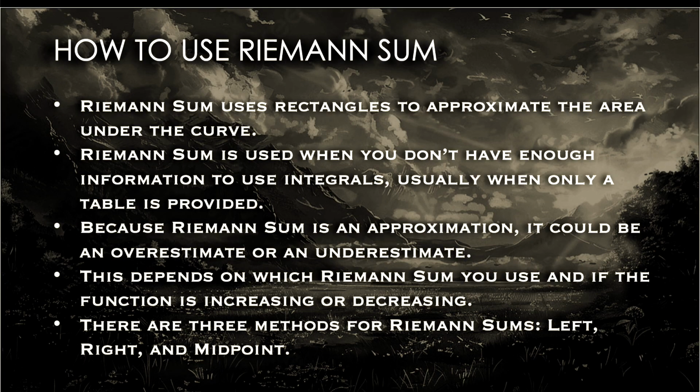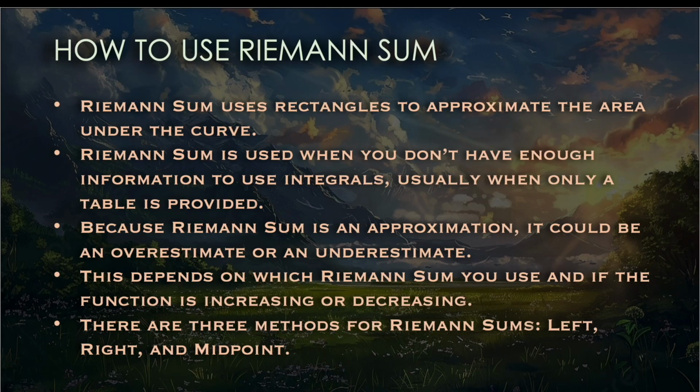Calc. How to use Riemann sum. Riemann sum is basically using rectangles to approximate the area under the curve. We use Riemann sum when we don't have enough information to use integrals, usually when a table is provided or there is no function. Because Riemann sum is an approximation, it could be an overestimate or an underestimate. This depends on which Riemann sum you use and if the function is increasing or decreasing.